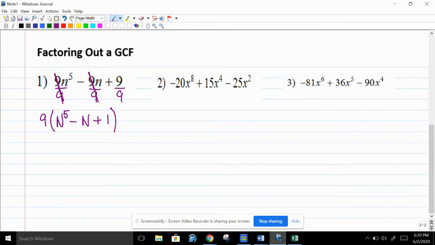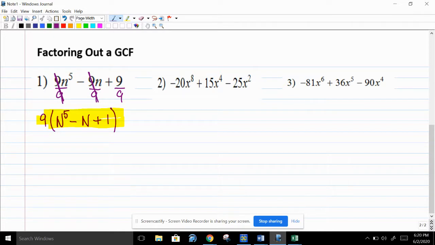Now I mentioned the variables. The variables aren't a factor here with our GCF because not all of the terms have a variable. You can only factor things out if they are a part of all the terms. So in number one, only 2 of the terms have an n. That last term doesn't have an n. So you can't take away an n. You can't factor it out. My final answer there is 9 parentheses n to the 5th power minus n plus 1.